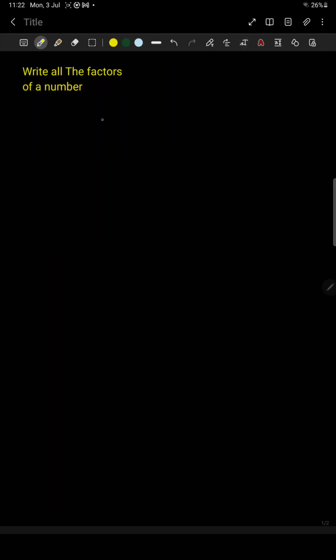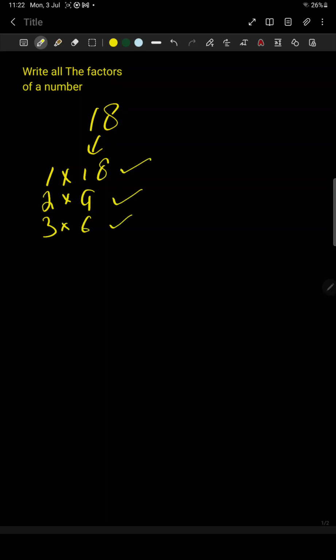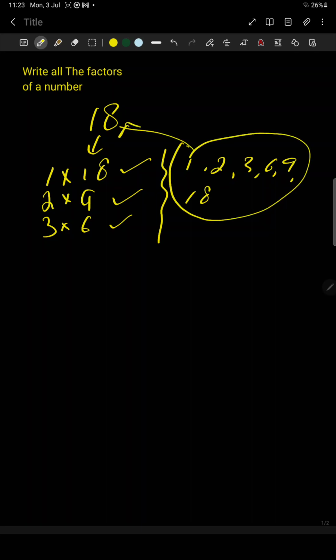For example, if we have the number 18, what are the factors of 18? We may say the factors of 18 are 1 into 18, 2 into 9, and 3 into 6. So all these are the factors of 18. We can say that 1, 2, 3, 6, 9 and 18 are all the factors of 18.